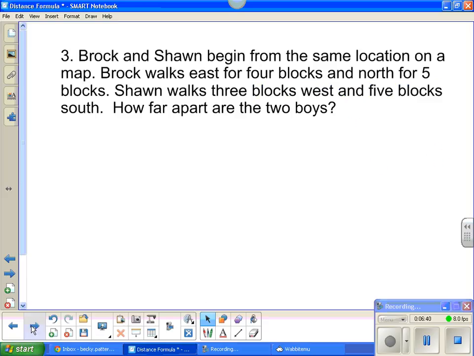Okay, Brock and Shawn begin from the same location on a map. Brock walks east for 4 blocks and north for 5 blocks. Shawn walks 3 blocks west and 5 blocks south. How far apart are the two boys?